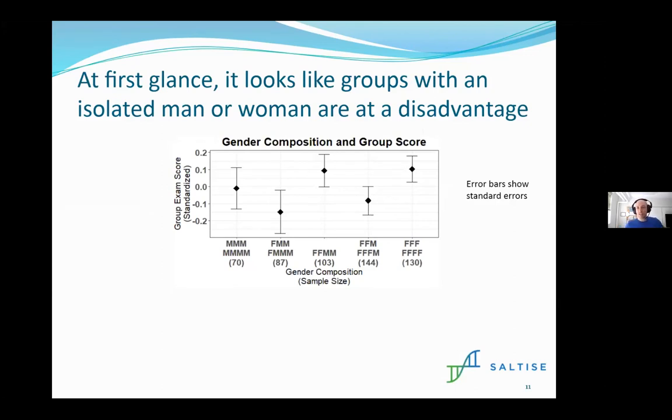So one of the things that we saw, if you look at this graph, is along the bottom, we have different types of gender composition of groups. We had groups of 3 or 4 typically. So on the far left is all male, on the far right is all female, and then kind of the spectrum as it goes from one to the other.